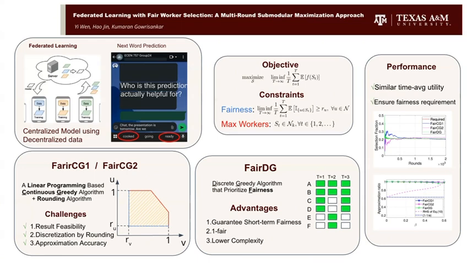In terms of the performance of these algorithms, FairDG achieves almost the same average utility as FairCG, with a slight decrease. Both algorithms satisfy the fairness constraints, but FairDG takes fewer rounds to reach the fairness requirements. The paper also tested the impact of the fairness requirement on the time average utility. The results showed increasing the fairness requirements doesn't negatively affect the time average utility.